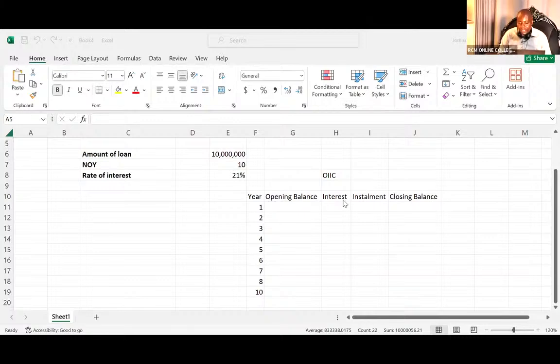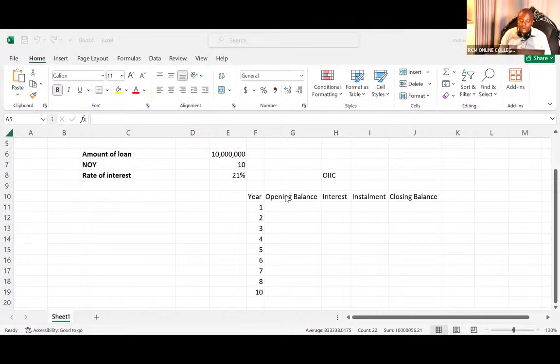What is OEIC? Very good question there, Tracy. Basically, it's an acronym for the row titles here: opening, interest, installment, and then closing balance. You don't even have to master it.